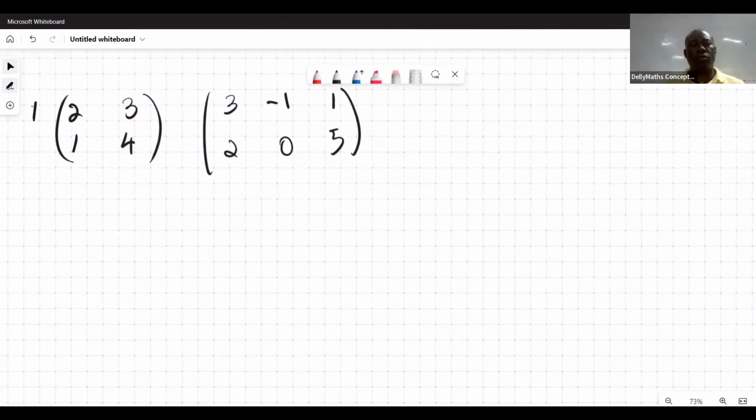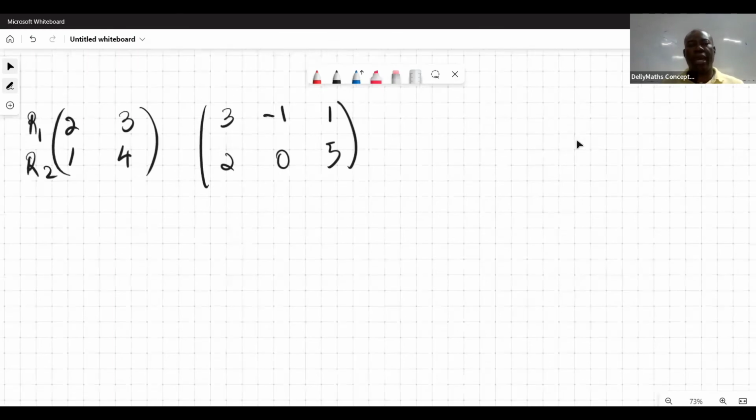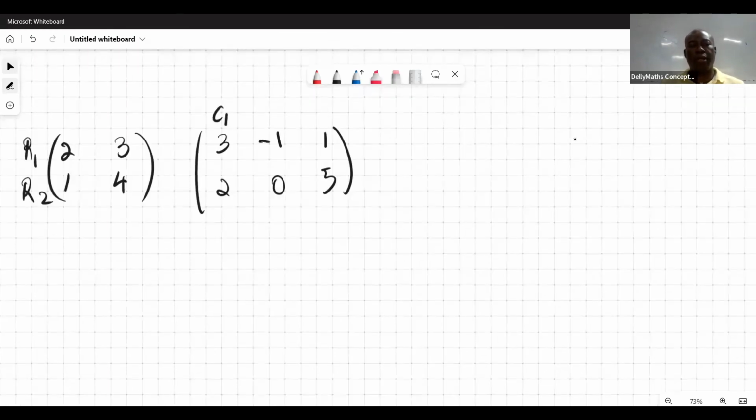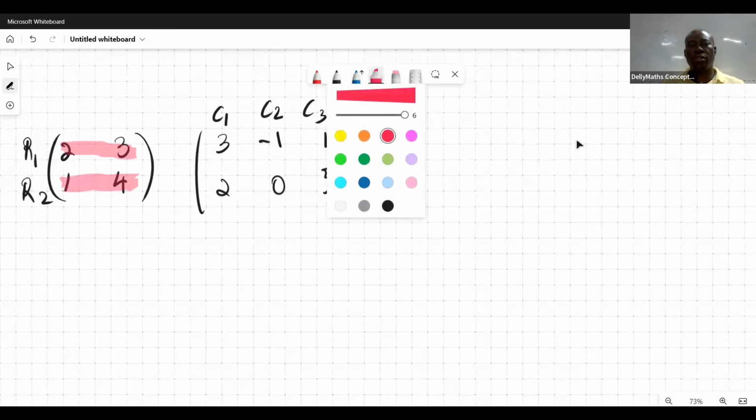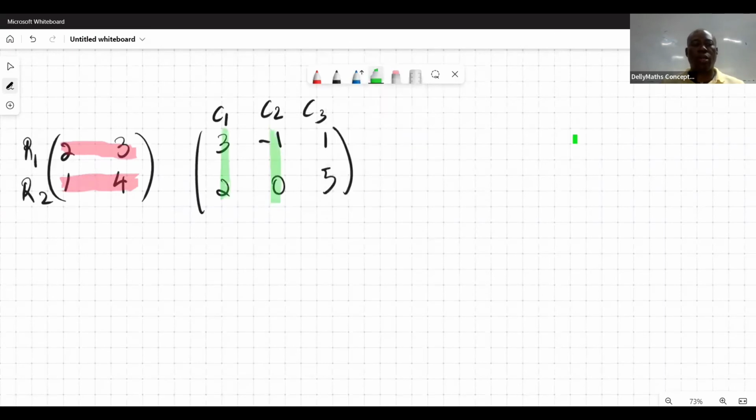As you can see, we have row 1, row 2. Then we're looking at column 1, column 2, column 3. These rows will be used to multiply by all of these columns one by one. The shape that we're looking to have is that row 1 will go with column 1. Then row 1 will go with column 2. Then row 1 will go with column 3.